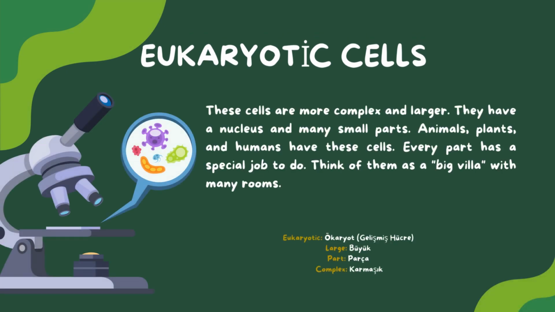Eukaryotic cells. These cells are more complex and larger. They have a nucleus and many small parts. Animals, plants, and humans have these cells. Every part has a special job to do. Think of them as a big villa with many rooms.